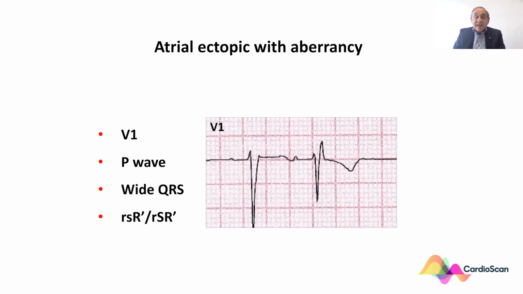Let's have a look then at an atrial ectopic with aberrancy. We usually need V1 in order to determine right bundle branch block. We can see a P wave. There is a wide QRS, which has the appearance of an RSR and is called rabbit's ears.